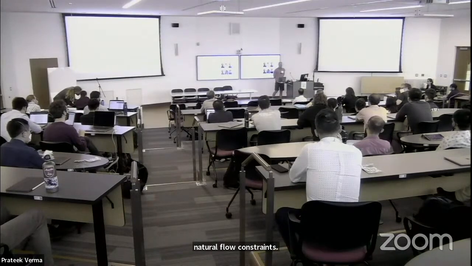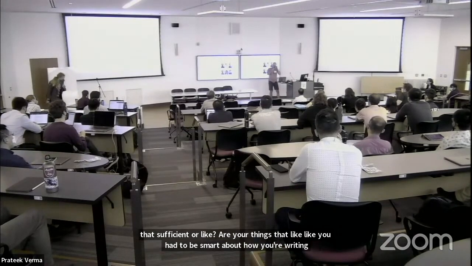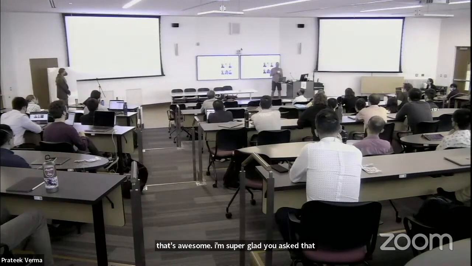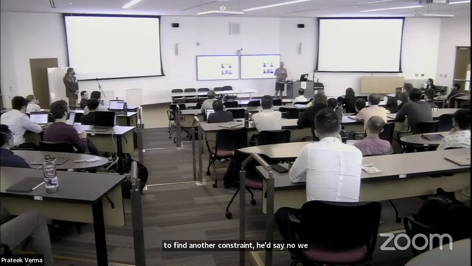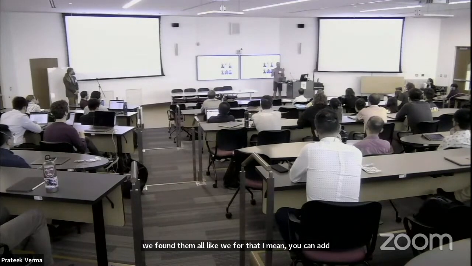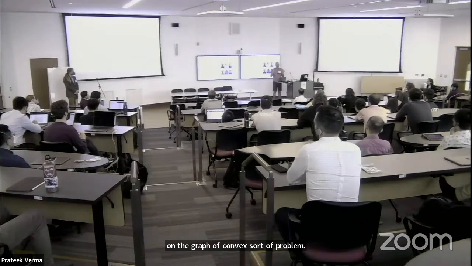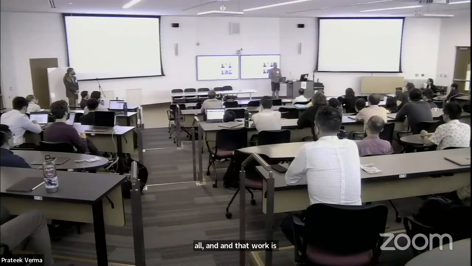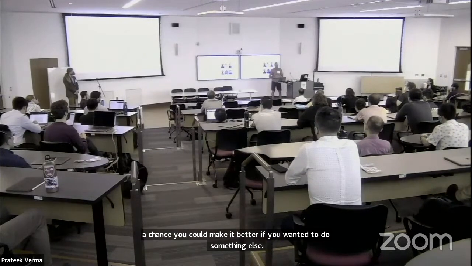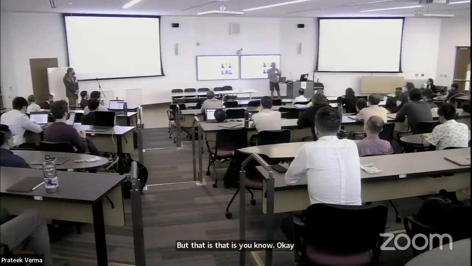That's awesome. I'm super glad you asked that. It is true that Pablo caught us and we had to add another constraint, but there's some sense in which, if you asked him whether he's going to find another constraint, he'd say no, we found them all. You can add generalizations on the graph of convex sets problem, but there's some sense in which we've found them all, and that work is done. There's a chance you could make it better if you wanted to do something else, but that is carefully studied and well understood. The book is sort of closed.